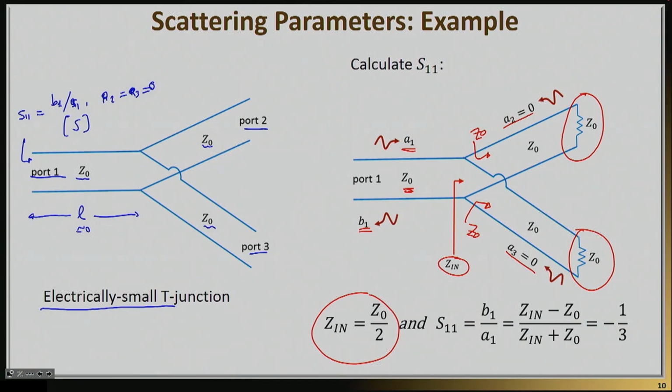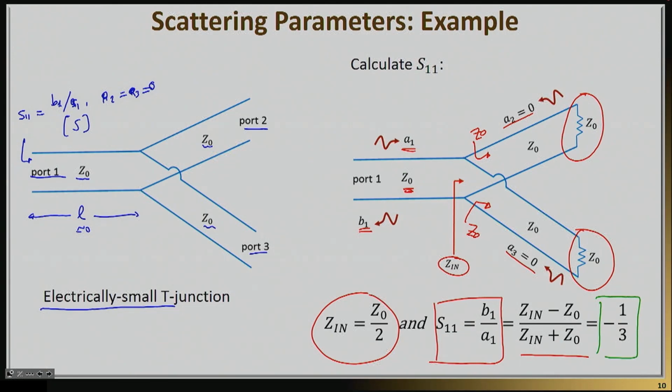So if I now calculate S11, which will be equal to B1 by A1, this is nothing else than Z input minus Z0 over Z input plus Z0. In other words, this is the reflection coefficient that you see into port 1, provided that ports 2 and 3 have been terminated with their own characteristic impedances. And of course, it doesn't take much to find out that this is equal to negative 1 by 3.